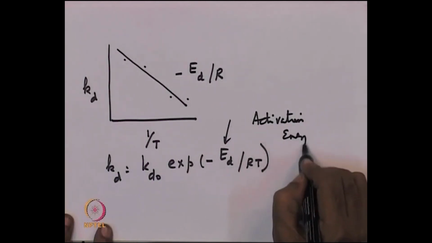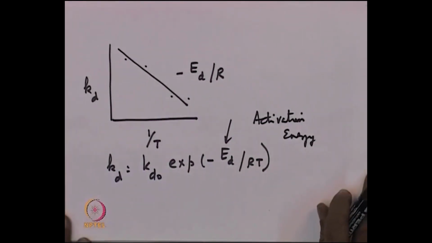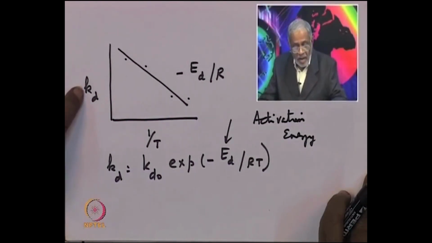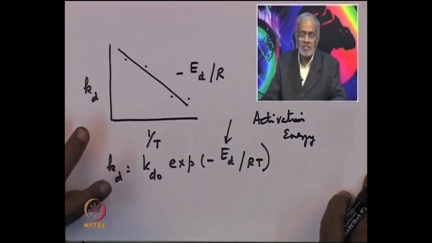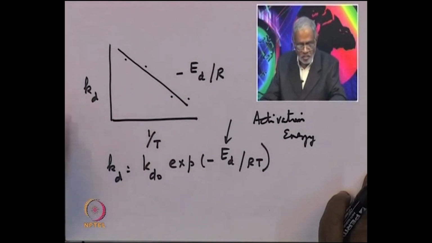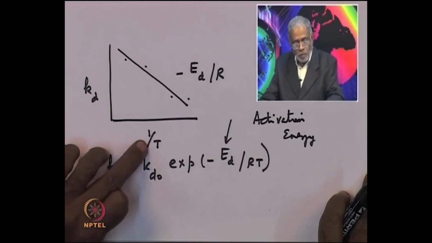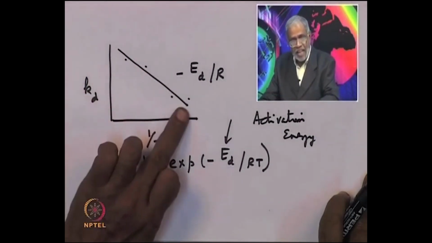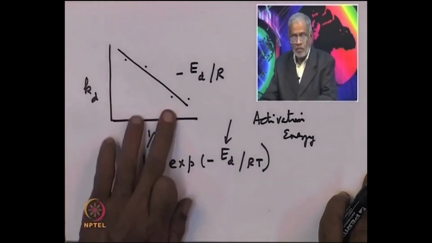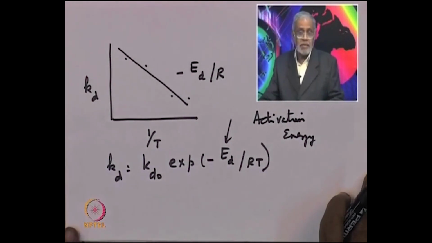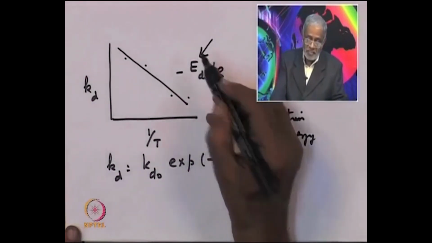So, what do we get from these experiments? We are able to find out, because we know the value of Kd at different temperatures, because these measurements have been done at different temperatures, and we have found out the Kd from our fitting. We have plotted Kd versus 1 by T, and we find this kind of linearity, and then from the linearity slope we find out what is Ed, the activation energy for deactivation.